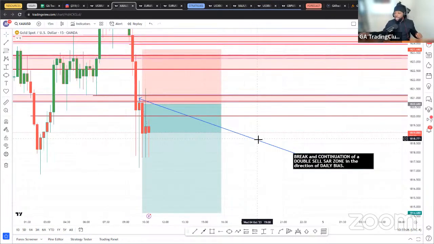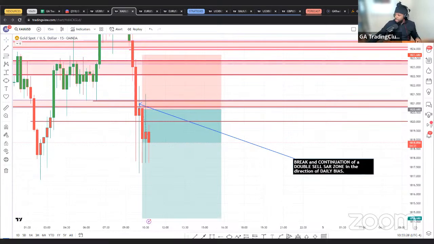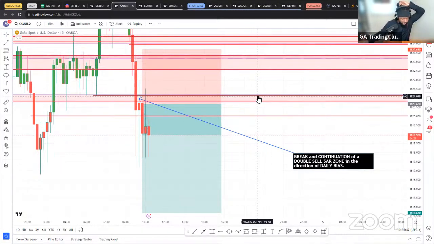Man, gold is just playing. Any last questions? I don't think we'll see any major movement. So just set break even when you're 1:1.